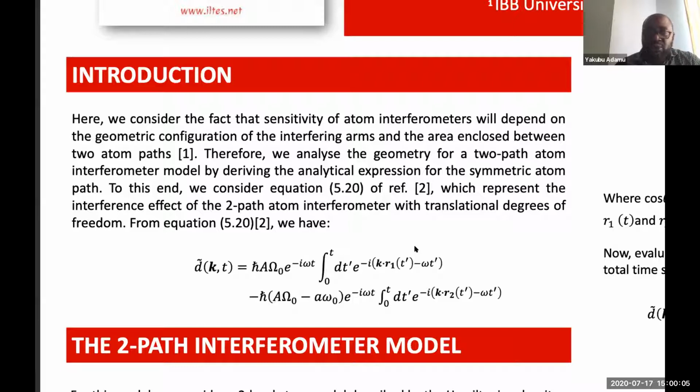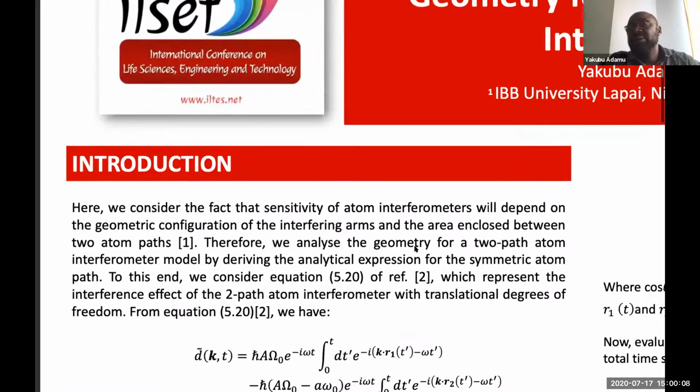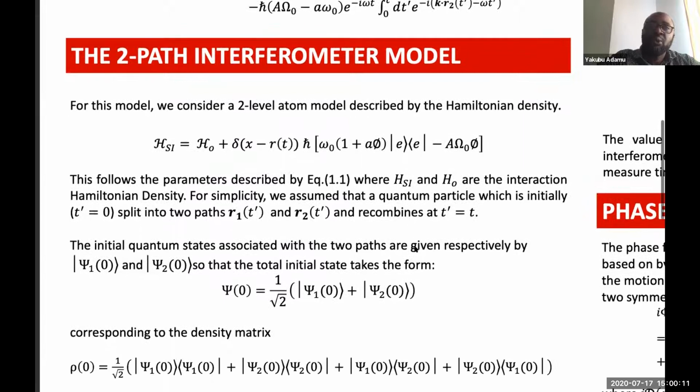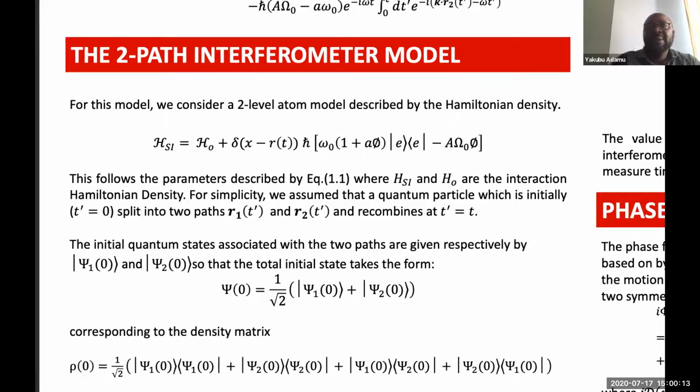So let's move up a little bit. So let's move on to the second part, which is the two-part atom interferometer model. Now, for this model, we consider a two-level atom, which is described by the Hamiltonian density of this. Now, the parameters actually follow the parameters that I've just described in equation 1. Sorry, I did not label my equations, but the first equation is my equation 1, where the system interaction and the environmental interaction represent the interaction Hamiltonian density.